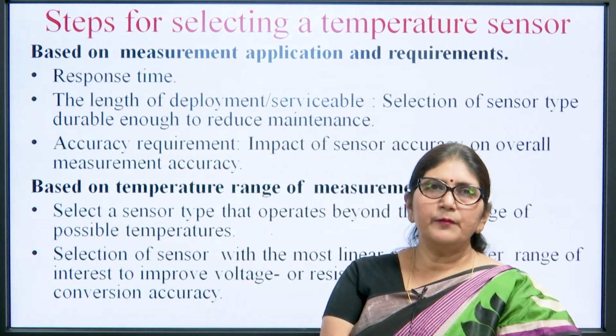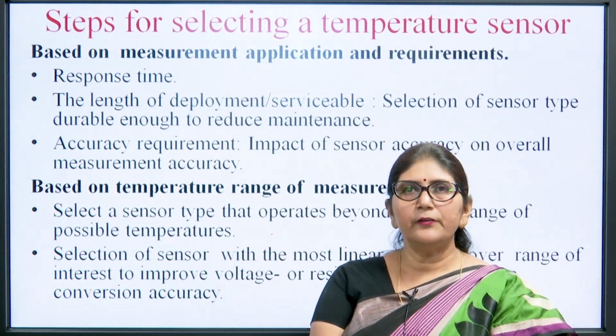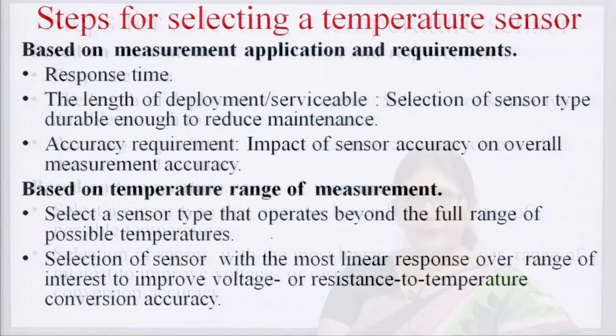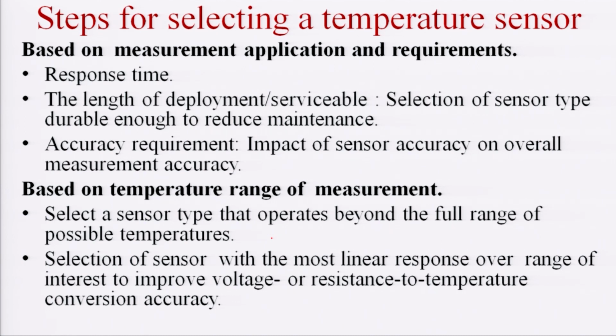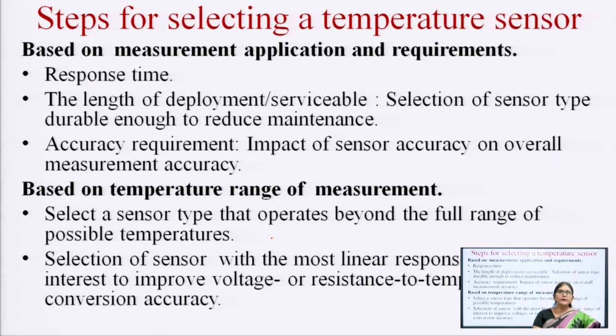So, it will not be affected by the other surroundings. Then, steps for selecting a temperature sensor. What are the different precautions we should take when we select a particular temperature sensor? First, based on the measurement application and requirement, the first is the response time. Suppose we want to measure the temperature of a chamber whose temperature changes very frequently, then we need a temperature sensor with a very quick response time. Quick response time means it can give the change in voltage as per the change in temperature, so it can detect a small change in temperature very rapidly.